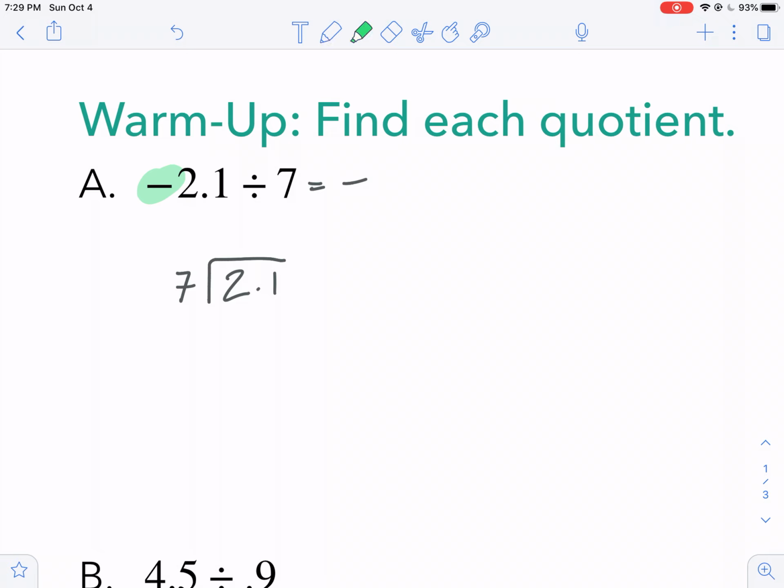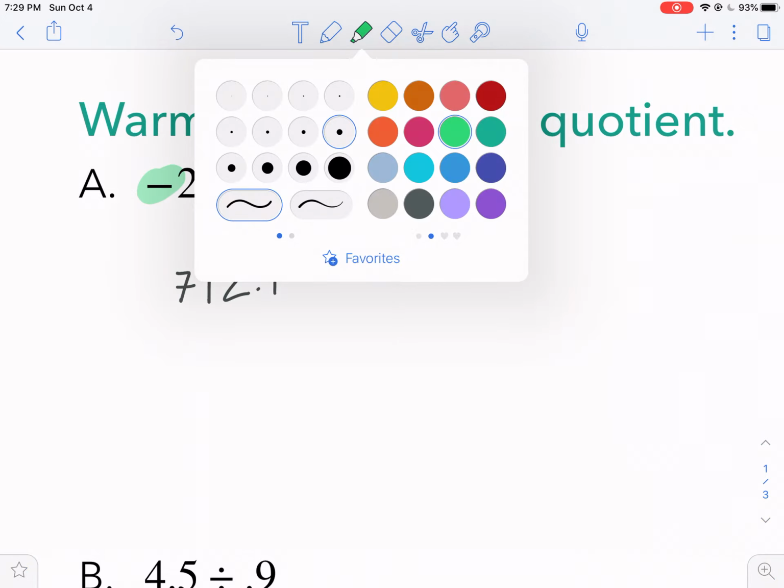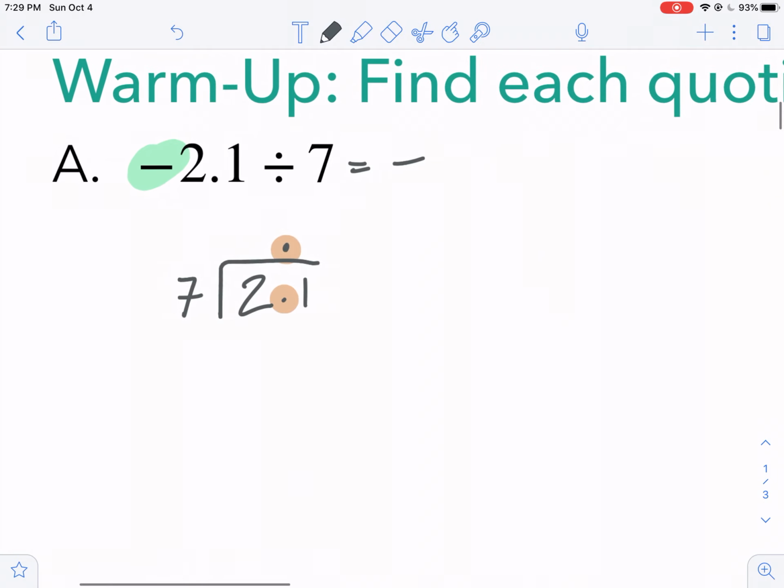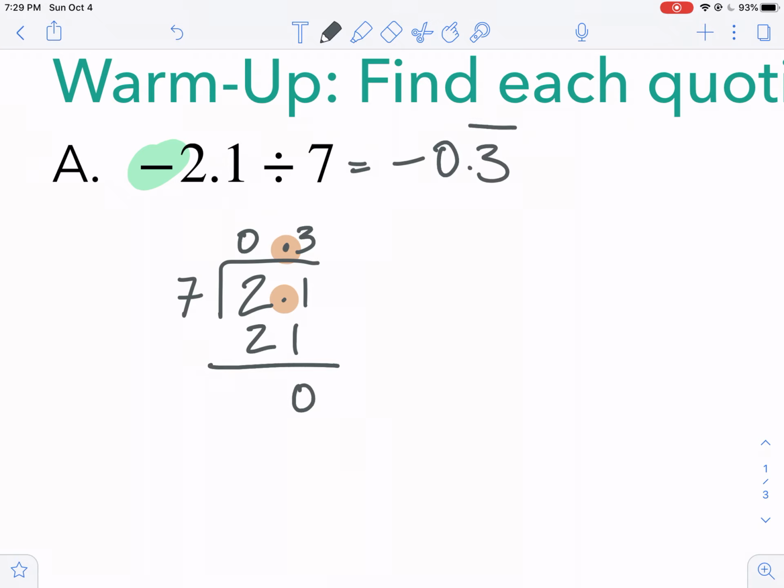Now you see where this decimal point is? That decimal point needs to go right up here. Make sure they align. Now 7 goes into 2 0 times, but 7 goes into 21 3 times. And subtract, that comes out 0. That was super nice. So our final answer is negative 0.3.